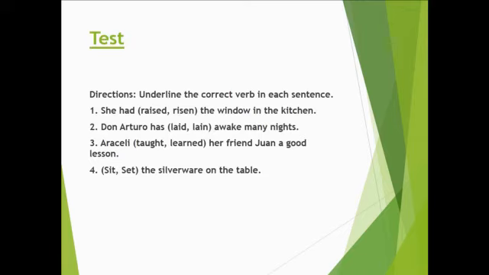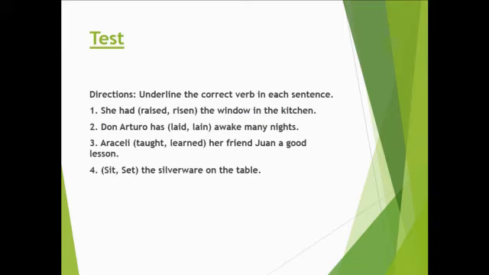Now let us test ourselves and see if we have understood the lesson and if we can do the assignment for today. Directions: underline the correct verb in each sentence. Number 1: She had raised or risen the window in the kitchen. Choose one of these two verbs.